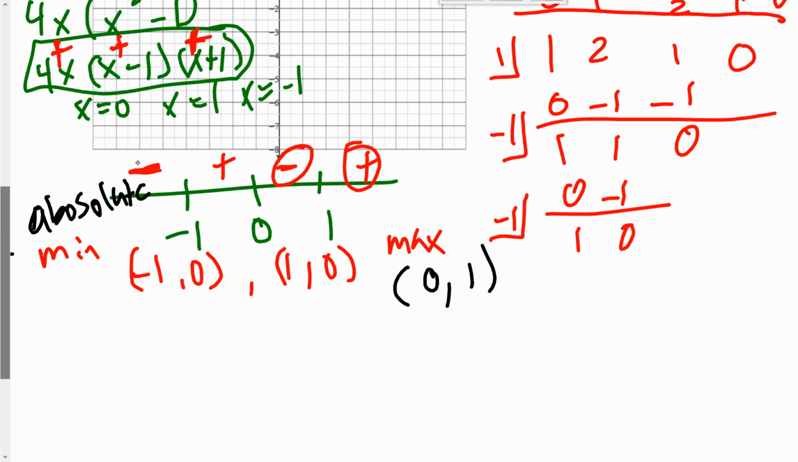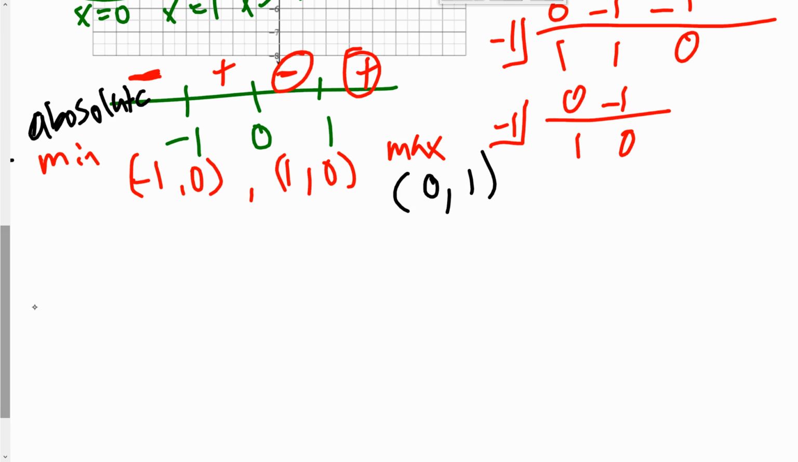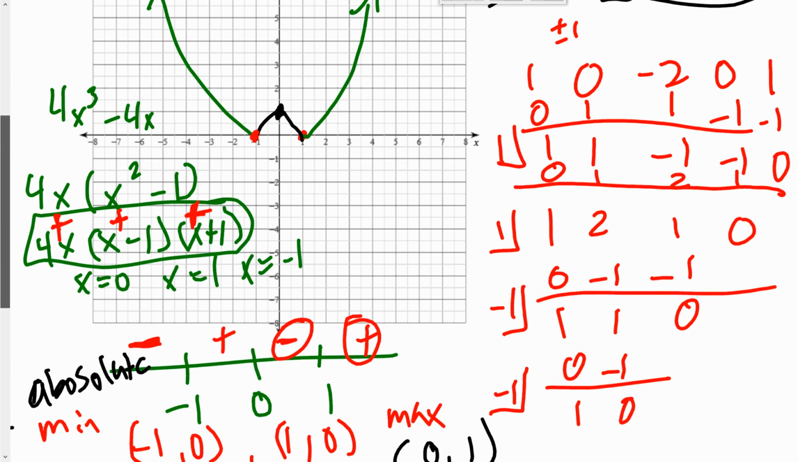Now I have to do concave up and concave down to find my inflection points. So for inflection points, I need to take the second derivative. Here's my first derivative, 4x cubed minus 4x. I'm going to take the derivative of that because this is the first derivative. So that's 12x squared minus 4. I can factor out a negative 4. Was it negative to begin with? No, it wasn't. That was silly.